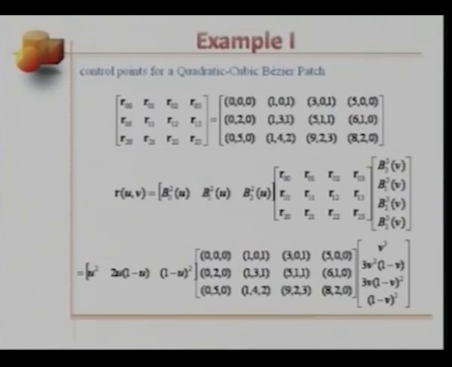We can do the math and get the x, y, and z coordinates in terms of u and v. To get the x coordinates, we use the first set of values. For the y coordinates, we use the second set of values. And to get the z scalar field, we use the third set of these values.